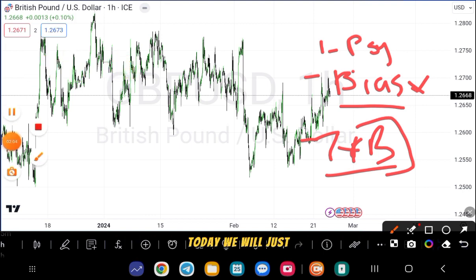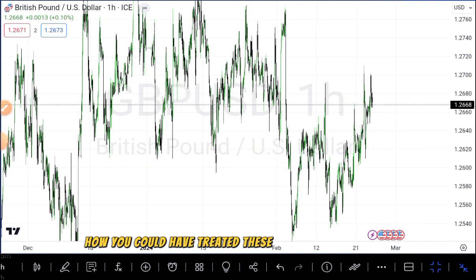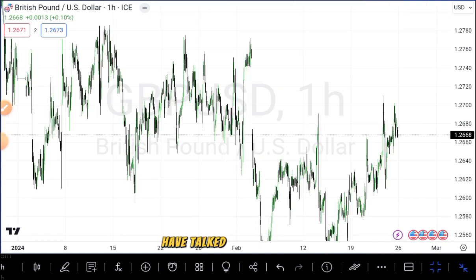So today we will just look at a couple of things together, just putting them together. This is GBP USD. So let's look at how you could have traded this past couple of weeks, putting all what we have talked about together.